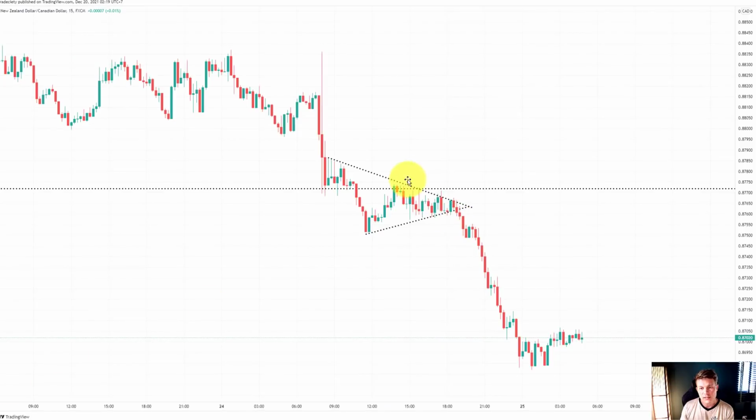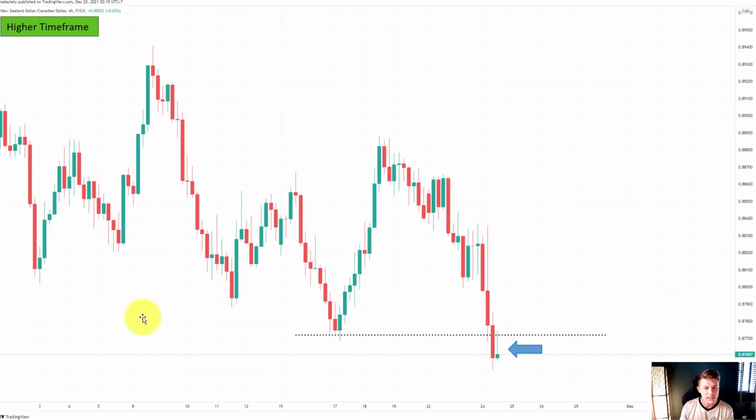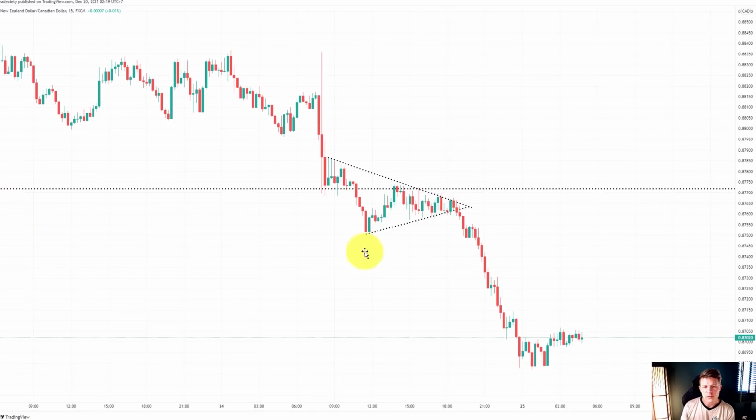You can see afterwards the market moved into the top of the triangle, eventually broke out, and then moved lower. At no point did the market get back above the dotted line here. We didn't see a fall back into the range, and this is how it played out. So a very nice trade study.